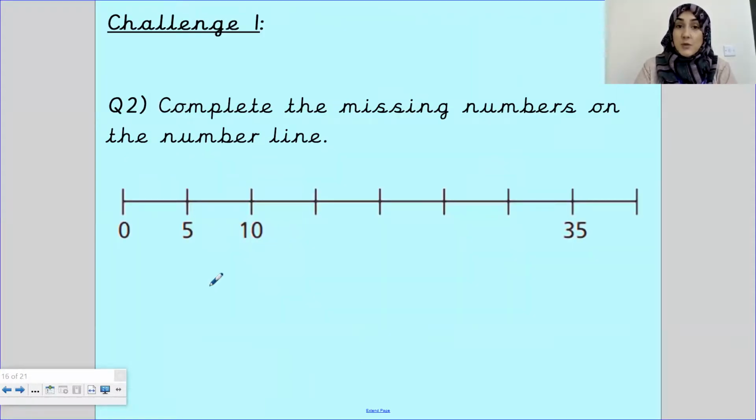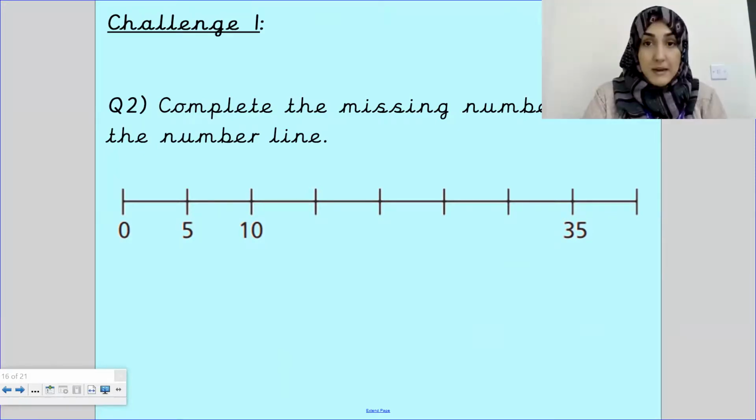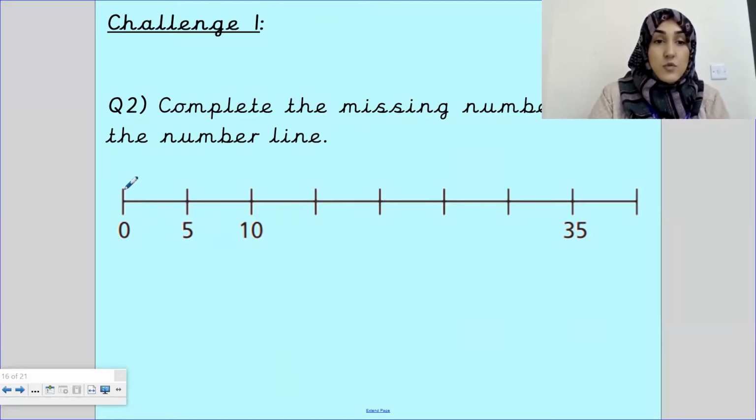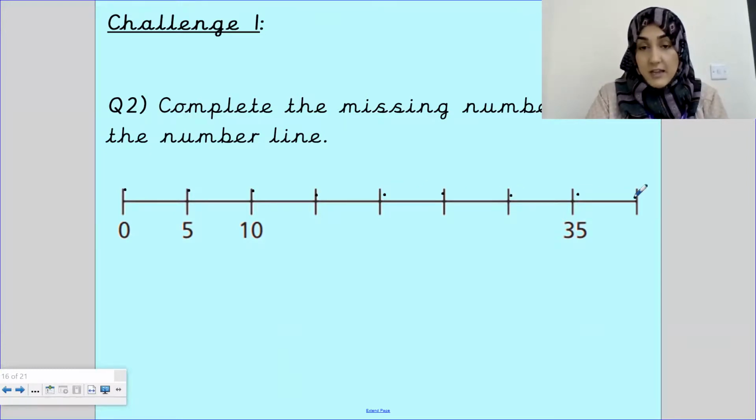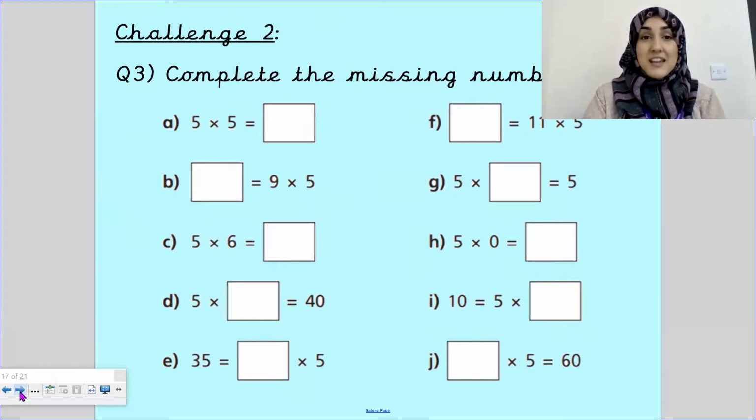Moving on to challenge 1, question 2. It says complete the missing numbers on the number line. So you are going to draw the number line, and make sure you're drawing the right amount of pointers. So count them all together. You need to draw 1, 2, 3, 4, 5, 6, 7, 8, 9. And then fill in the numbers that are there and complete the missing numbers. Once you have done that, let's move on to challenge 2, question 3.